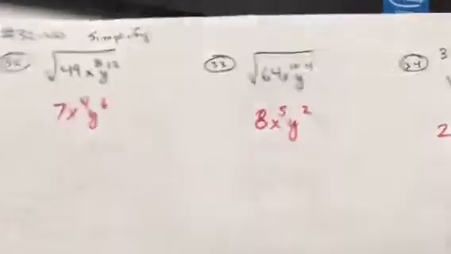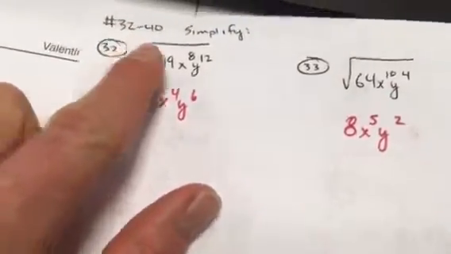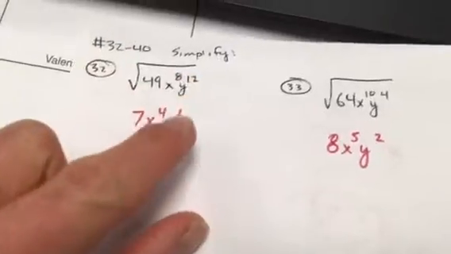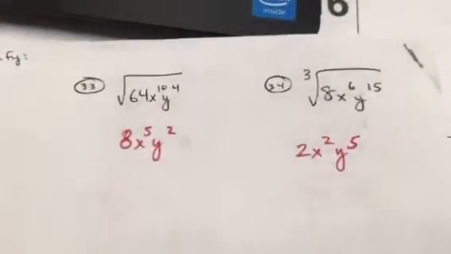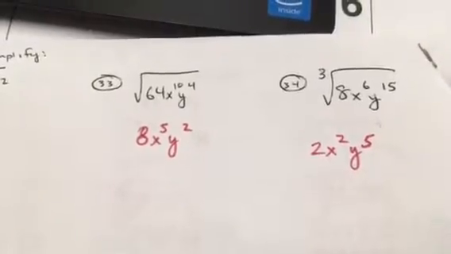Back page, pretty easy here. Take the square root of 49. There's imaginary 2. You're taking the second root. 2 goes in 8 4 times. 2 goes into 12 6 times. All right, the cubed root of 8 is 2. That 3 goes into 6 for the exponent twice. 3 goes into 15 5 times.